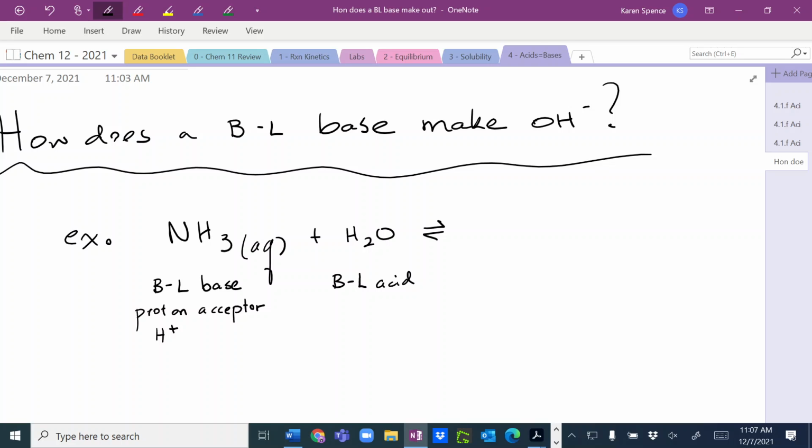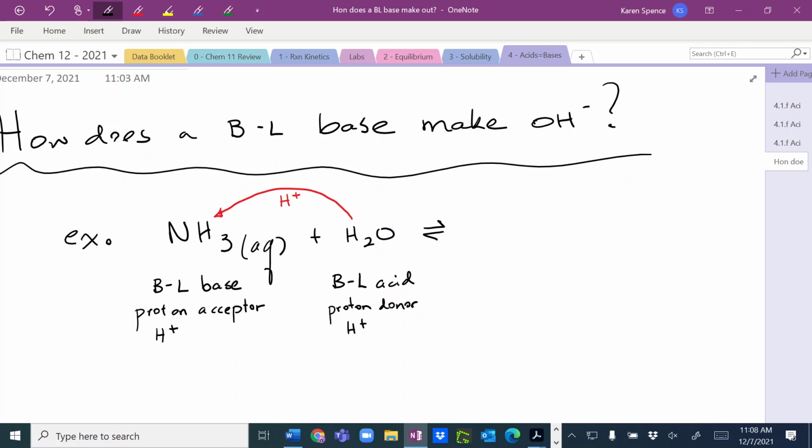Anytime you have a Bronsted-Lowry base, there must be something else acting as a Bronsted-Lowry acid. Otherwise, who's going to be giving it the proton? There has to be somebody giving the proton, right? So we have water, and it is a proton donor here. A hydrogen is being transferred from the water to the ammonia. So ammonia is turning from a Bronsted-Lowry base into its conjugate acid.